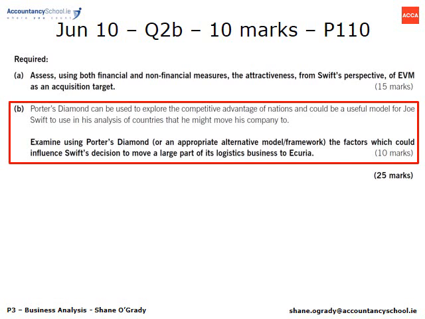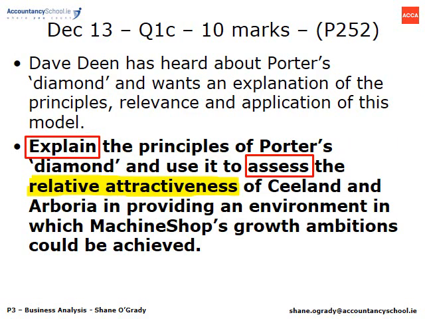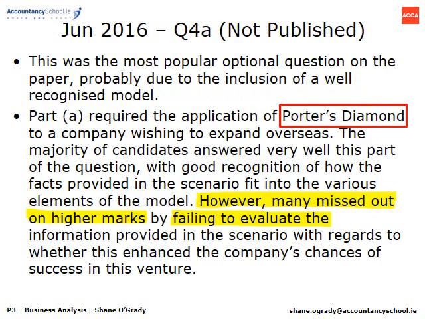Don't spend too much time on peripheral topics, but don't disregard them totally at the same time. Okay, the other question, very straightforward as well, same type of idea. Porters Diamond was explicitly stated, and then again, relative attractiveness. So again, Sealand, country A, the valley, on the other side, Aboria, country B. Does Aboria offer a better environment? That's the basic idea. So no real mystery in that context.